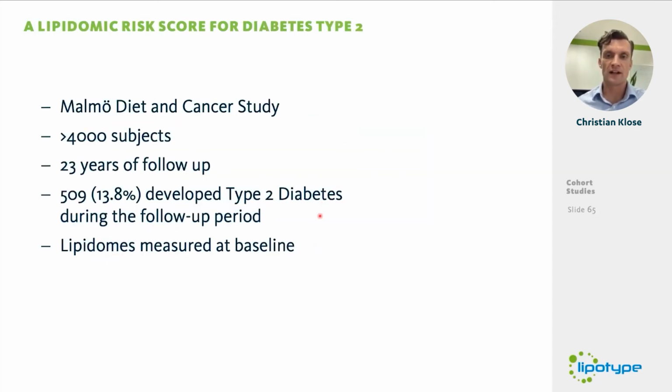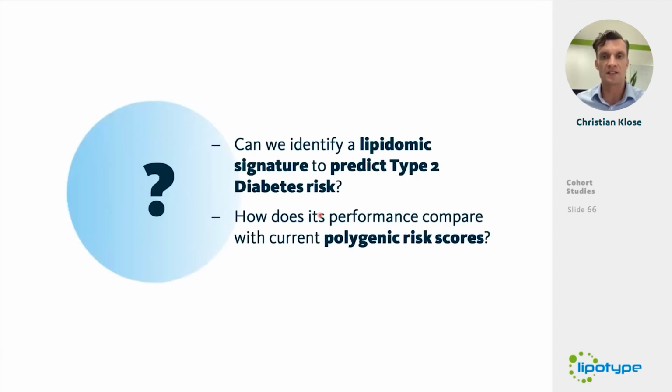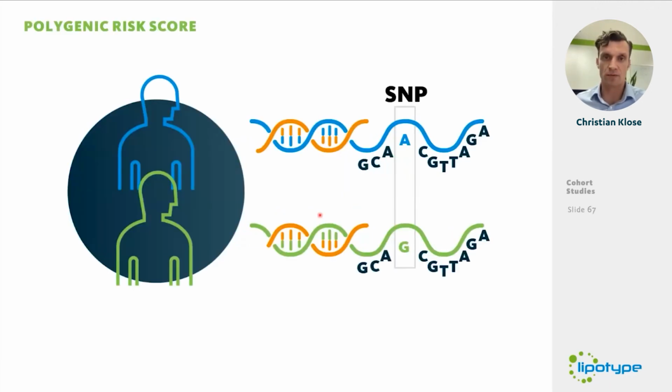In total, we have analyzed more than 4,000 subjects, and about 500 of them developed diabetes actually. And we measured their lipidomes at baseline and used the data to identify a lipid signature for type 2 diabetes and build a risk score for predicting the risk of developing diabetes in the future. And we compared the performance of this risk score against a polygenic risk score. So what is a polygenic risk score?